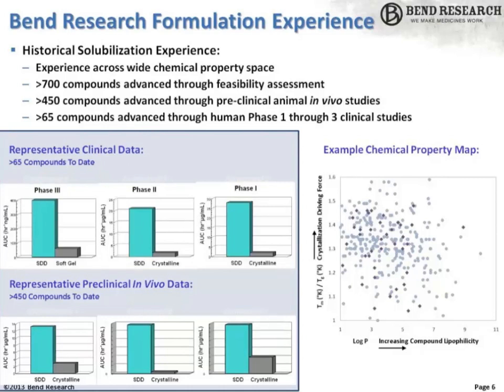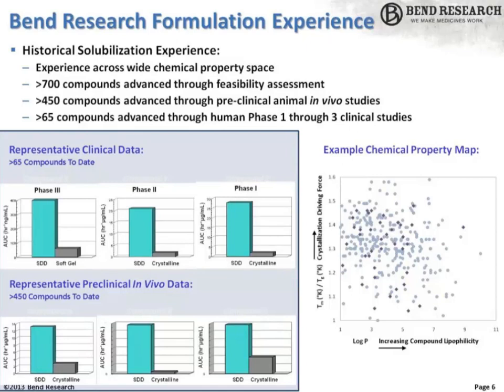Representative clinical data is shown in the lower left-hand corner of the slide. And generally what you see is that an amorphous dispersion, whether it's spray-dried or manufactured via hot melt extrusion, provides a significant increase in the AUC in the clinic, and there are 3 examples from phase 1 through phase 3 representative data, or in the preclinical arena as shown in the lower left.